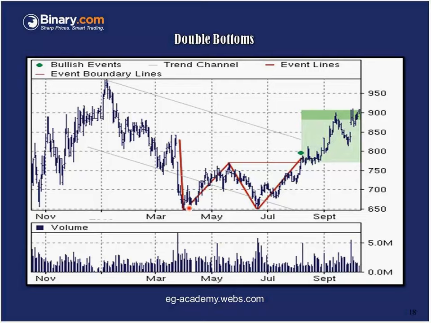Volume reflects a weakening of the downward pressure, tending to diminish as the pattern forms, with some pickup at each low. Less on the second one. Finally, the price breaks out above the highest high to confirm the bullish signal. Strong volume on breakout is always a good sign. You can see here the volume actually is high.